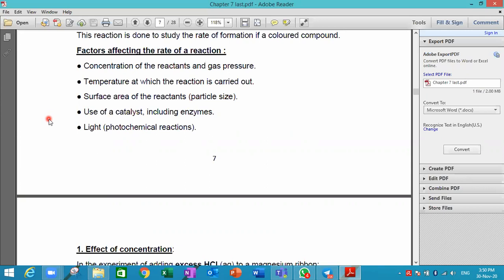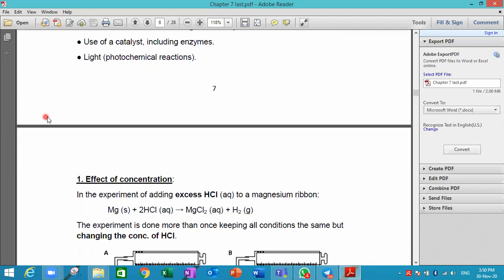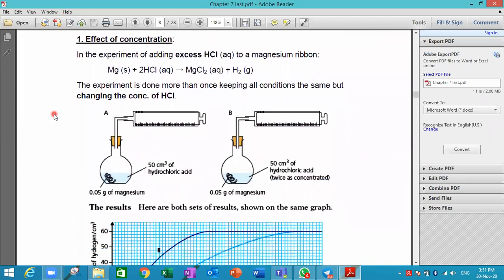And if we have a photochemical reaction, it means that it's a chemical reaction that is affected by light. Then we will see what happens if the light is more intense or less intense. What effect does this have on the rate of a reaction? So we want to study these factors, and the first factor to study is the effect of concentration.